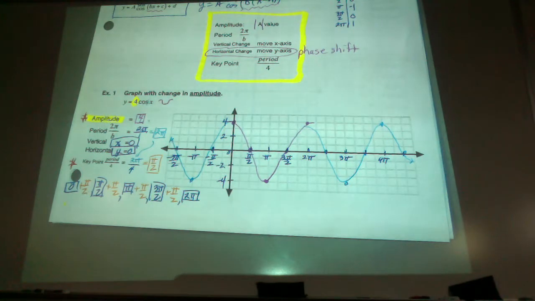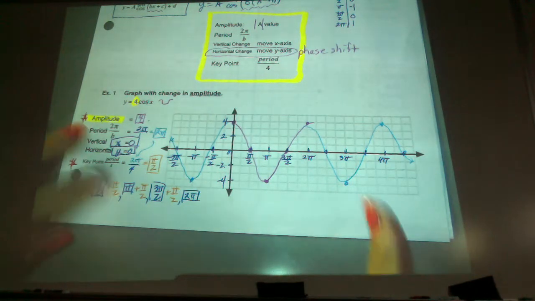Okay, we're going to look at one more amplitude change. Can I flip this, or are we still writing? Okay. Sarah, you okay? Sure? Don't be afraid. Okay. Can I flip?